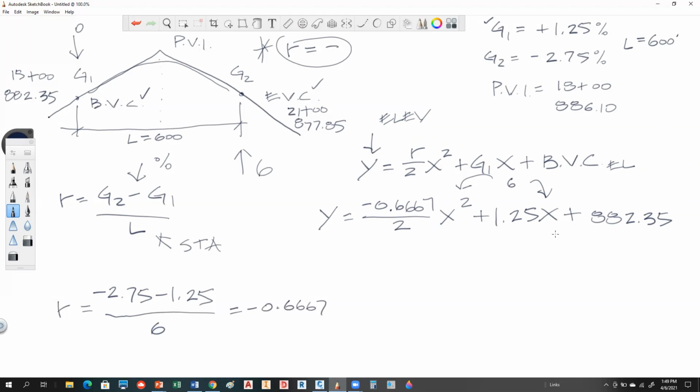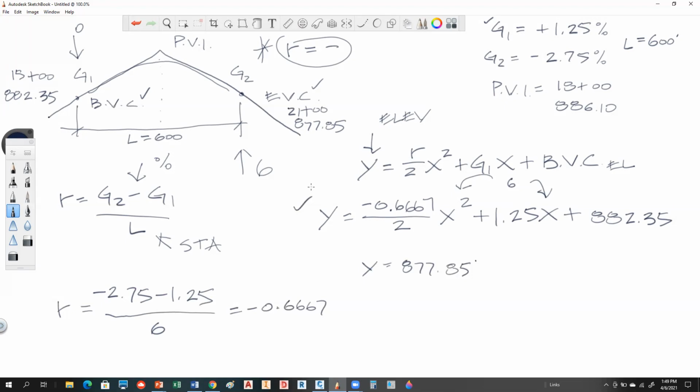Okay, when I put 6 in there, I get y equal to 877.85. So that agrees. So what that tells me is that this equation is a good equation. So this now allows me to get any station I wanted to get on this parabola. All I need to do is solve the x value and plug it in.